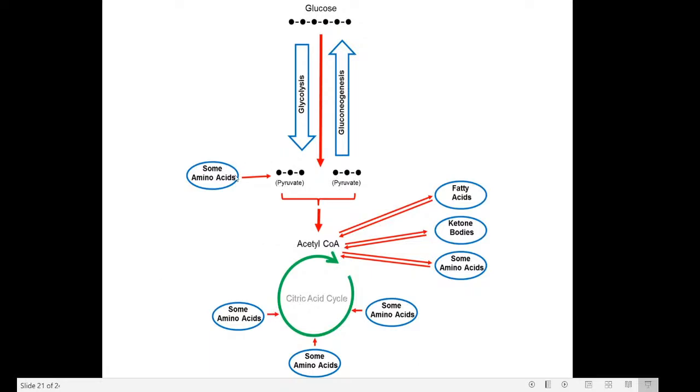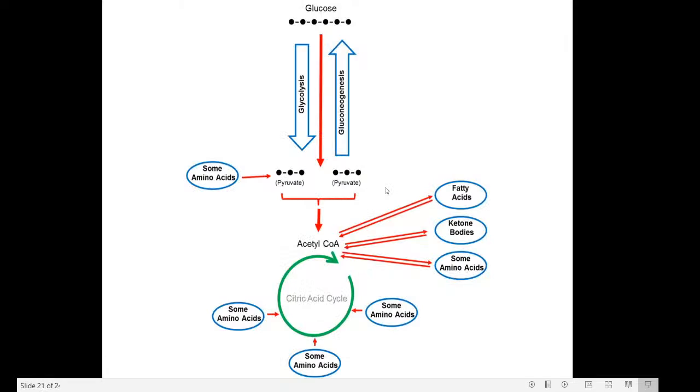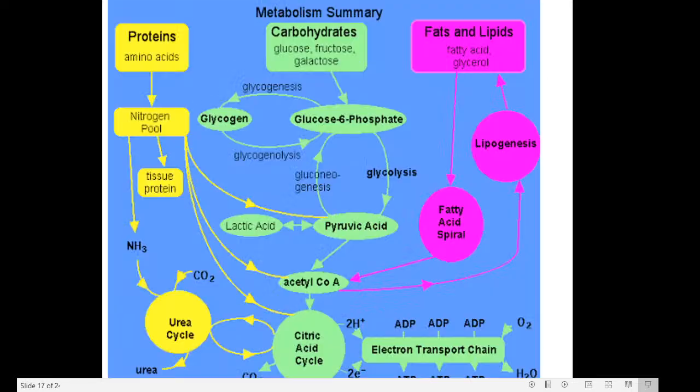In each and every step we have some amino acids, some carbon source, carbohydrates. There is a vitamin pathway too. All of this about protein, amino acid, carbohydrate, lipid is linked. This image explains the overall understanding: the metabolism of carbohydrates, lipids, and proteins are interlinked.